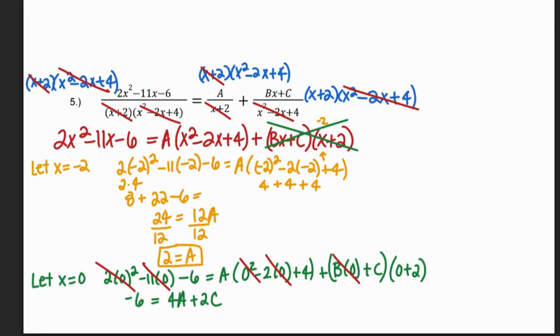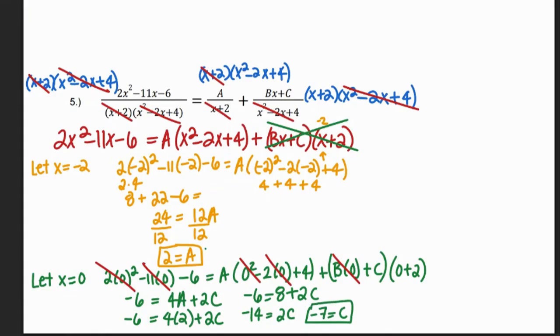Now, remember that we already solved for a earlier, so we can use that in this equation. And we know that negative 6 equals 4 times 2 plus 2c. So we have negative 6 equals 8 plus 2c. And if I subtract 8 from both sides, I get negative 14 equals 2c, which means that c is equal to negative 7.